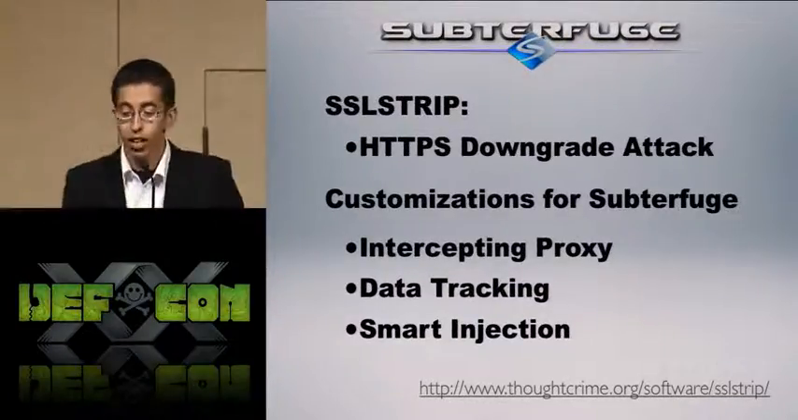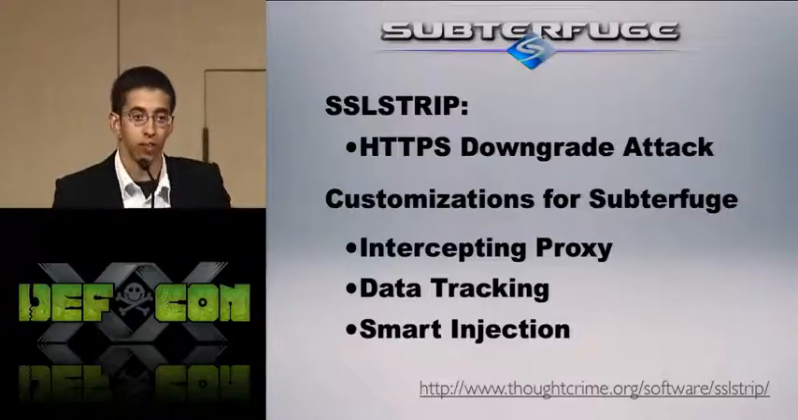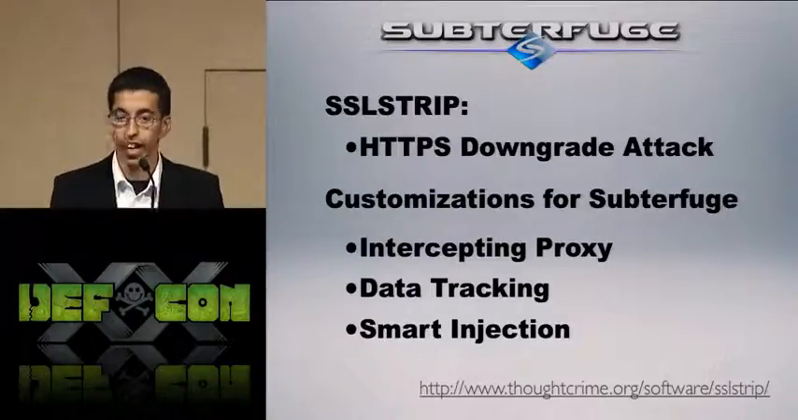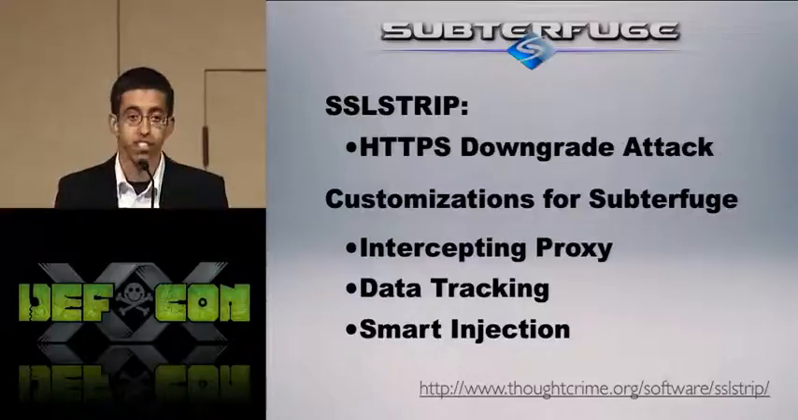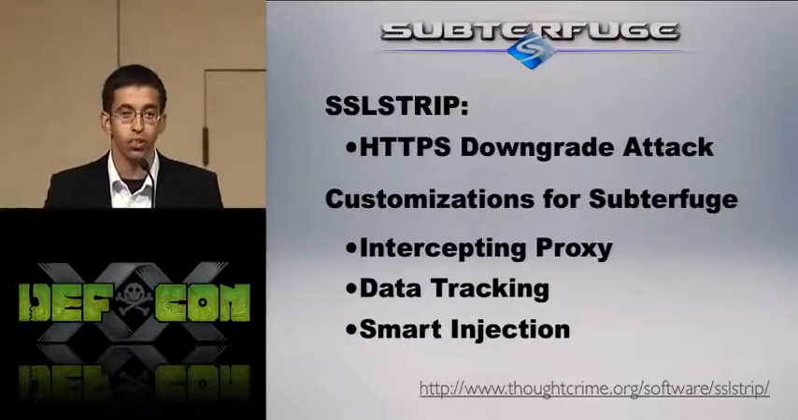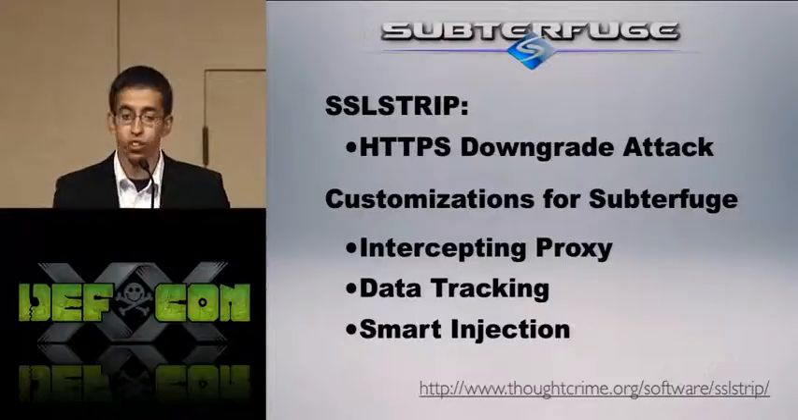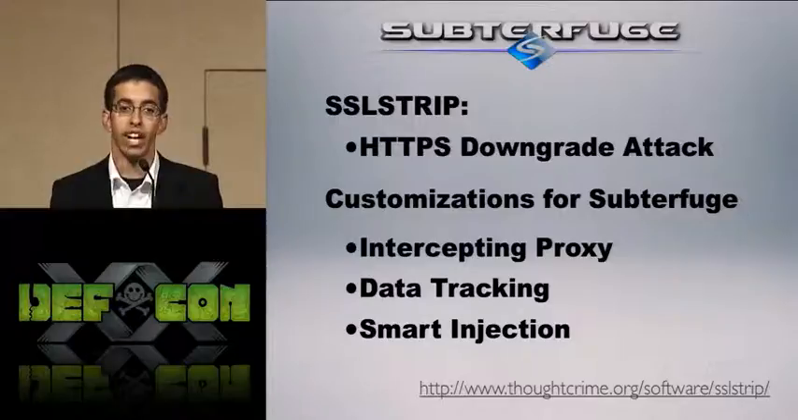Right, so something else we actually used as a big backbone component of Subterfuge is SSL Strip. So Moxie Marlinspike at Black Hat in 2009 released SSL Strip, and it runs an HTTPS downgrade attack. So when we first came across SSL Strip and started looking into the code, we almost felt like we died and went to heaven because it's written in Python, for one. For two, it also acts a little bit like an intercepting proxy. So we went ahead and customized it to actually use those features to log basically everything.